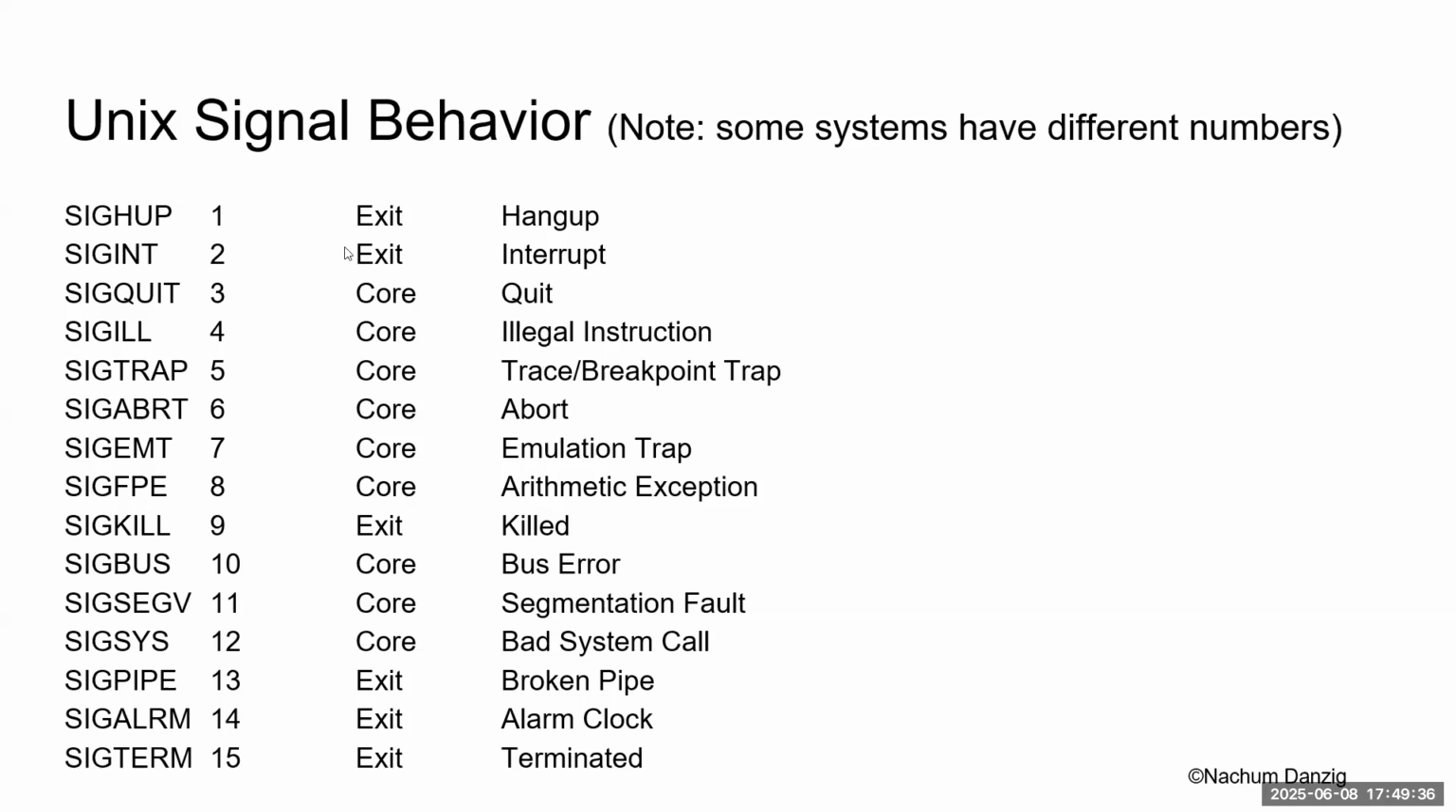Now what is this exit over here? That's the behavior. What it means is that the default behavior, if I receive signal 2 or 1, is to exit the program. So now we understand why the function is called kill. Because it sends a signal, but look what the signal does. It usually exits.